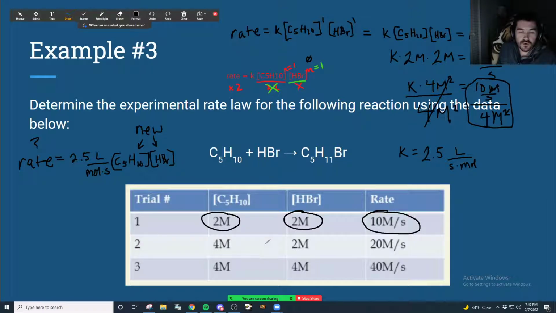Hopefully, with this video now, you have some more confidence in being able to deal with these types of problems. These are the initial rate problems, the method of initial rates. We'll look at something just a little bit different with 5.3 starting on Wednesday.